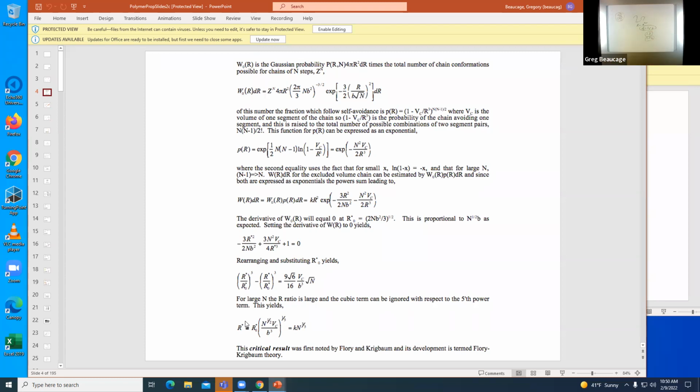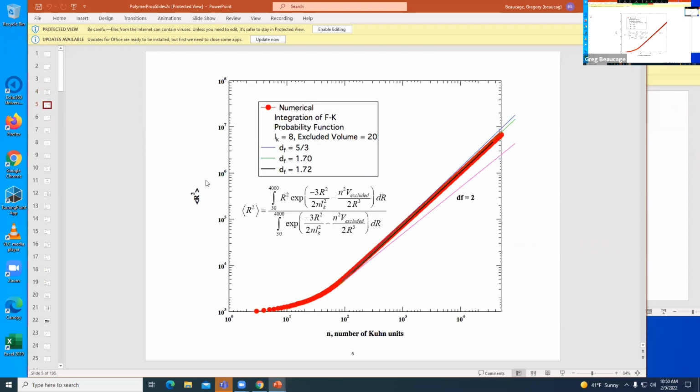Believe me, people will have bloody fights over 1.67, 1.7, 1.72. I mean, people made their careers on this number. So this is the way, like you talk about R squared versus number, and then this is R0 squared that we had before. So it doesn't look like much, but it's a log scale. So it's quite a bit of an expansion to the coil. Then the black line is 1.72.